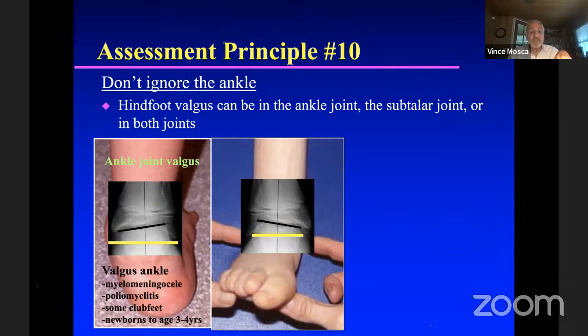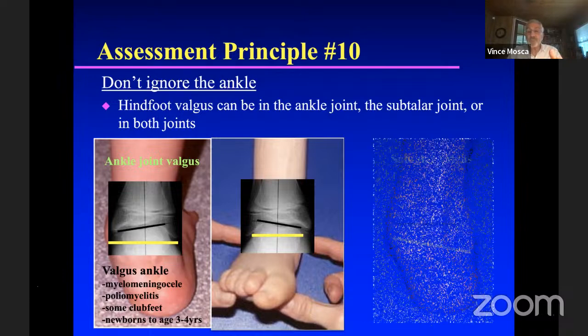Well, the valgus ankle exists in kids with myelomeningocele, poliomyelitis, some club feet, and in every newborn. All of us were born with valgus ankle deformities. But by age 3 to 4, except in the conditions I mentioned, the valgus ankle has spontaneously gone to neutral.